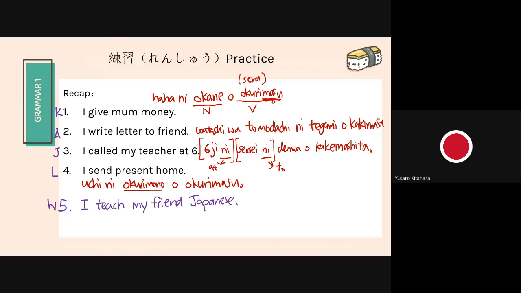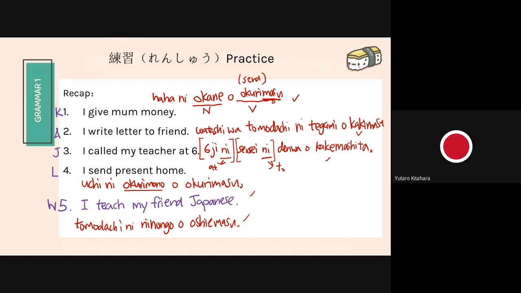Very good. Okay. Yeah, number 5. Tomodachi ni nihongo o oshiemasu. Very good. Okay, tomodachi ni nihongo o oshiemasu. Very good. Nihongo o oshiemasu. Correct. Okay, so implement all the verbs we learned so far. Very good. So you can say a lot of things really. You can change your nouns. You can teach English, teach Chinese to friends, to relatives, to brother, sister, and anything.